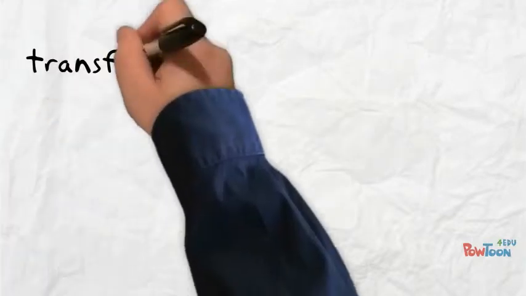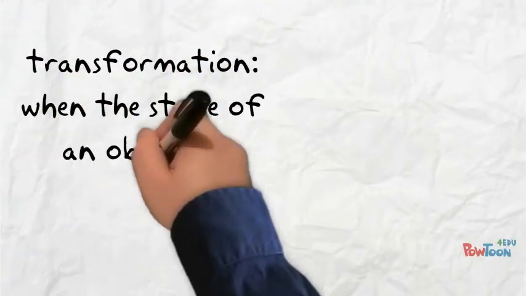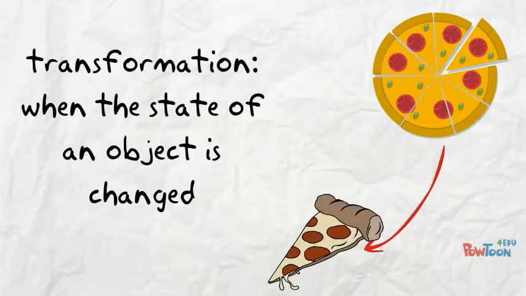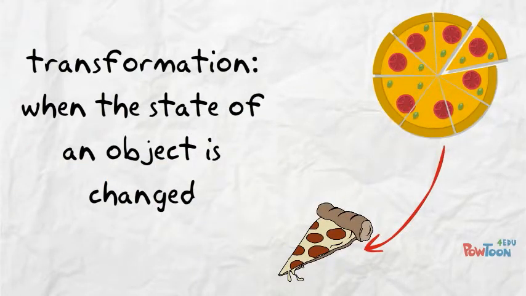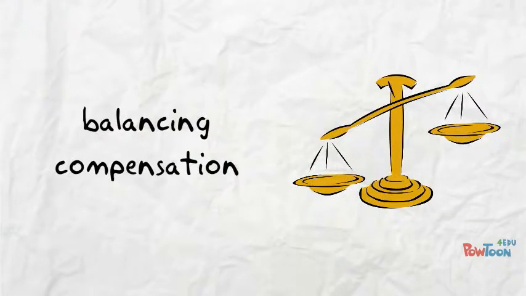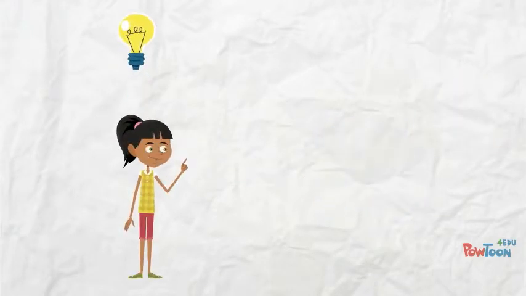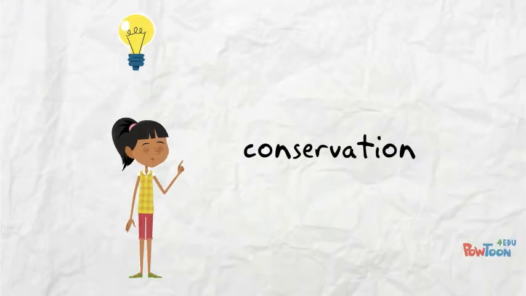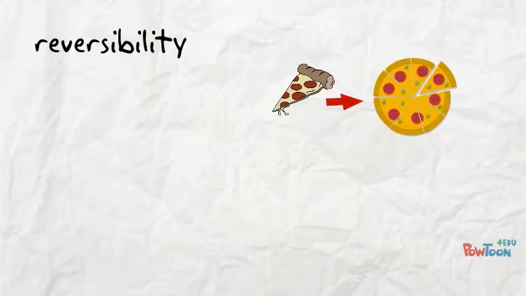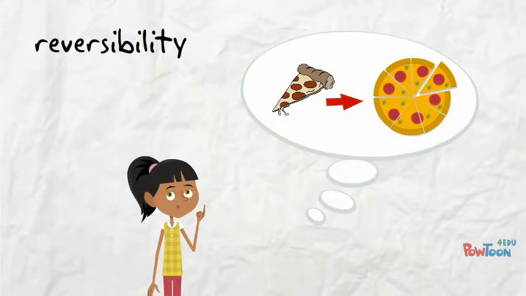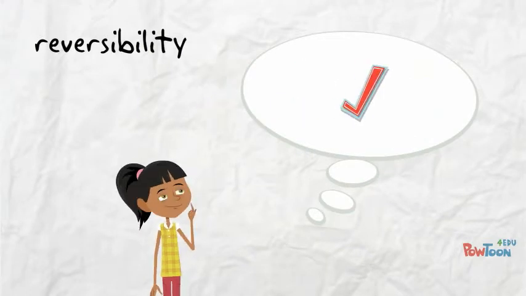One of the characteristics of the psychological structure is transformation, which is when the state of an object is changed. However, even though it might have changed, the essential nature of the operation does not change. This is known as balancing compensations. When the child realizes the unchanging features, this is known as conservation. The final characteristic of psychological structure is reversibility, which is when objects can be transformed back into the original state. When the child understands that a transformation simultaneously and necessarily implies its inverse, he or she can now manipulate the situation and analyze it correctly.